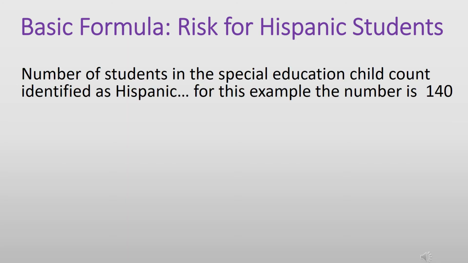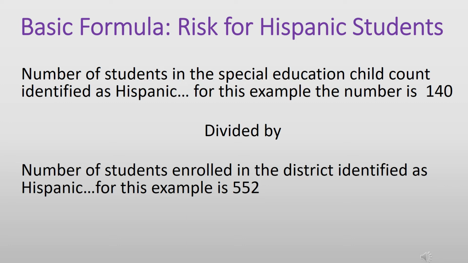The basic formula, risk for Hispanic students. Number of students in the special education child count identified as Hispanic. For this example, the number is 140, divided by the number of students enrolled in the district identified as Hispanic. For this example is 552. 140 divided by 552 equals 0.2536, or 25.36%. This means that students identified as Hispanic have a 25% risk of being placed into special education.